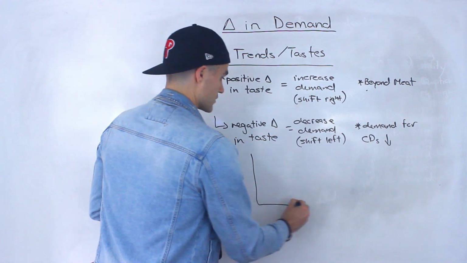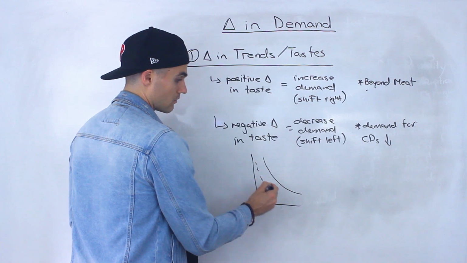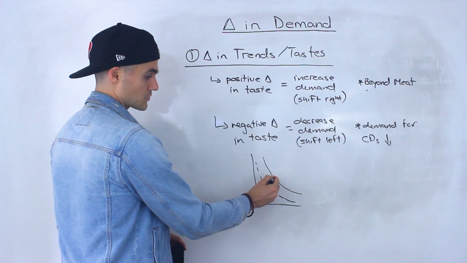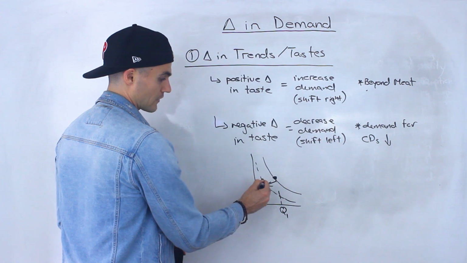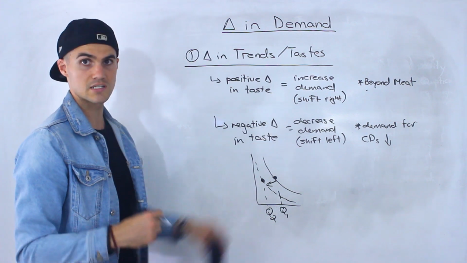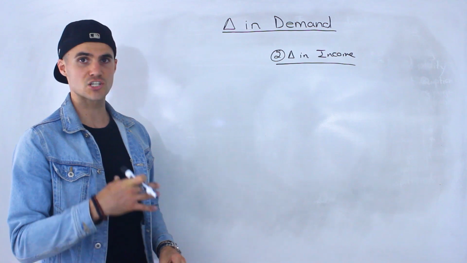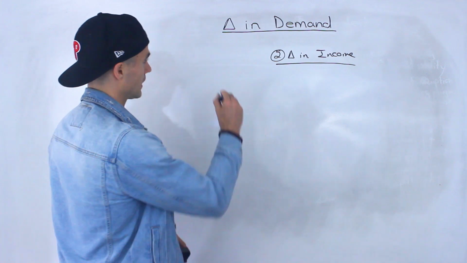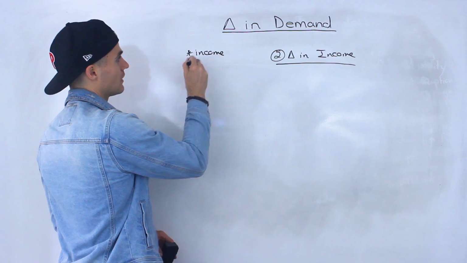So if their demand curve was here, well, when the iPod and the MP3 players came out, their demand curve shifted this way. So for that same price they were charging, they were getting this many sales, for example. Well, now for that same price, they're getting fewer sales, right? There was a decrease in demand, so it shifted the curve to the left. Now, the second factor we'll talk about is a change in income. And before getting into this, I want to make a note here that a change in income is different from when we talked about the income effect.